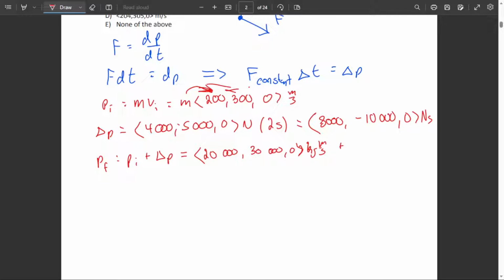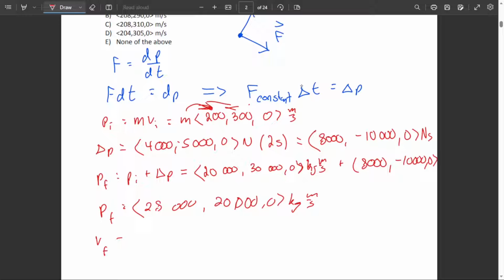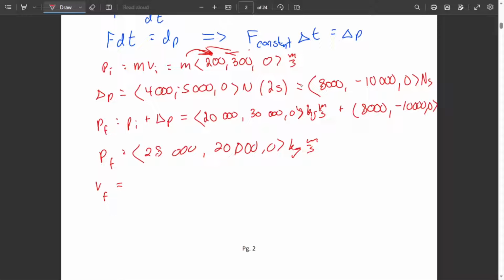And so then we just add our change of momentum, 8,000 minus 10,000. And so this then gives us 28,000, 20,000 as our momentum. Then to find our velocity, we just have to divide it all by the mass again. And so we just divide everything by 1,000.